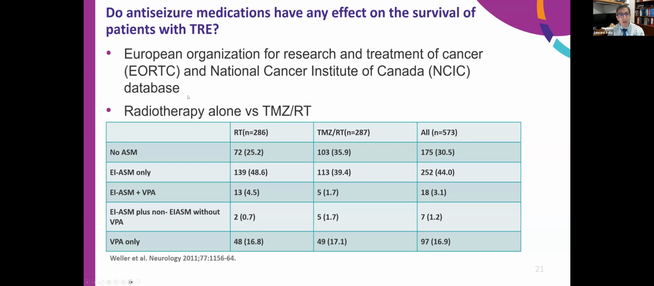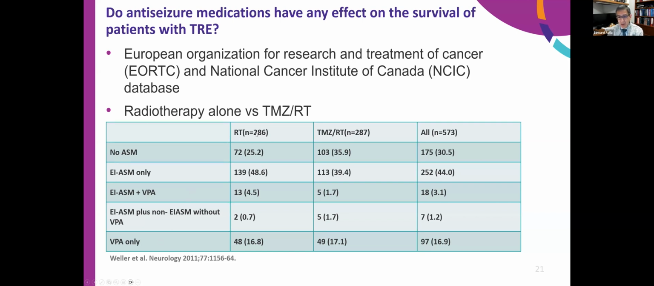So this was a study here that looked at the large groups of patients with glioblastoma who are undergoing standard treatment with radiation and temozolomide. Some were getting radiation alone. And then they broke the groups down into those receiving enzyme-inducing anti-seizure medications, enzyme-inducing anti-seizure medications plus a drug called valproic acid, and enzyme-inducing anti-seizure plus a non-enzyme-inducing anti-seizure medication, and those with valproic acid alone.